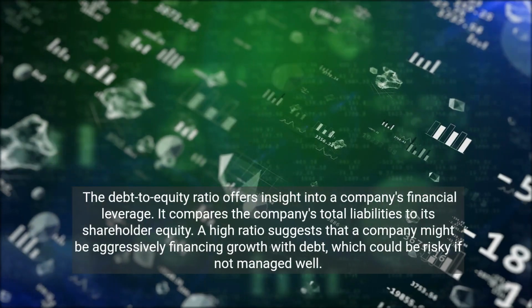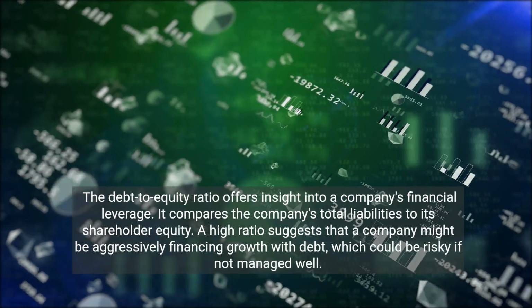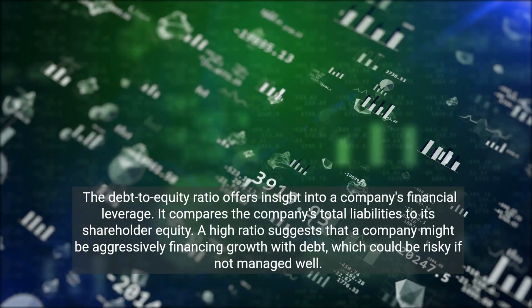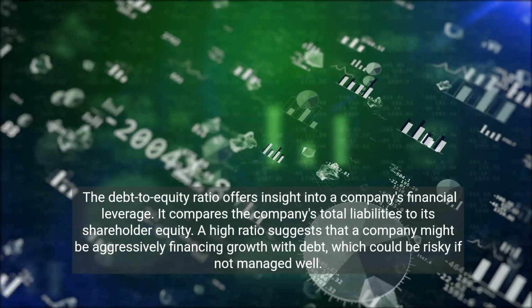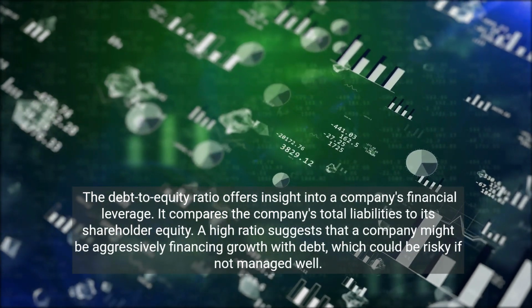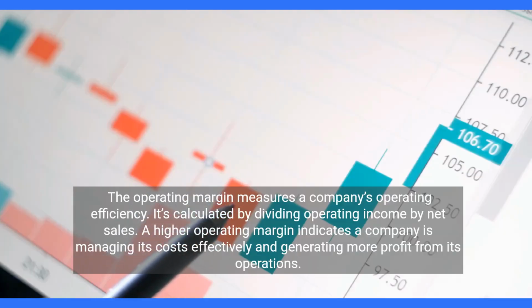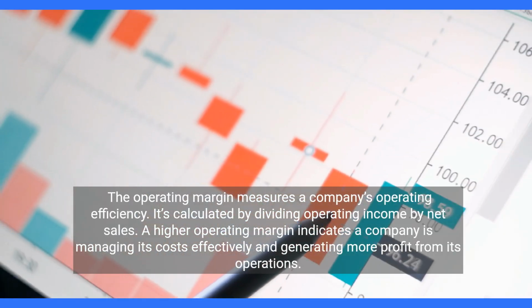The debt-to-equity ratio offers insight into a company's financial leverage. It compares the company's total liabilities to its shareholder equity. A high ratio suggests that a company might be aggressively financing growth with debt, which could be risky if not managed well. The operating margin measures a company's operating efficiency.